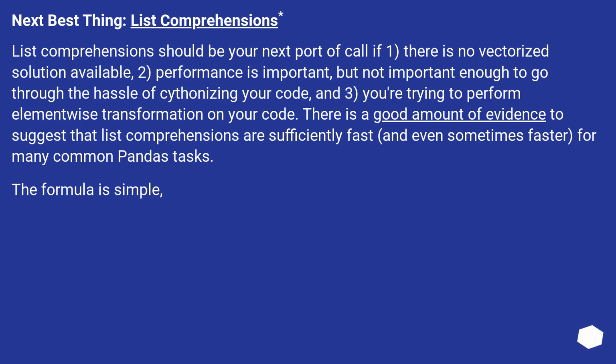Next best thing, list comprehensions. List comprehensions should be your next port of call if 1, there is no vectorized solution available, 2, performance is important, but not important enough to go through the hassle of Cythonizing your code, and 3, you're trying to perform elementwise transformation on your code. There is a good amount of evidence to suggest that list comprehensions are sufficiently fast, and even sometimes faster, for many common Pandas tasks. The formula is simple.